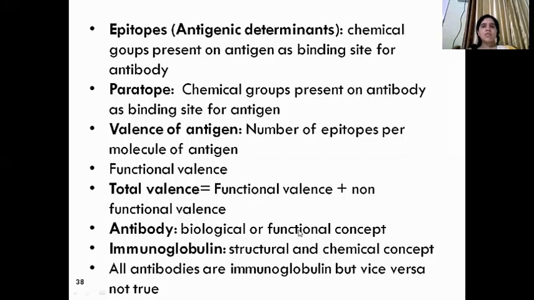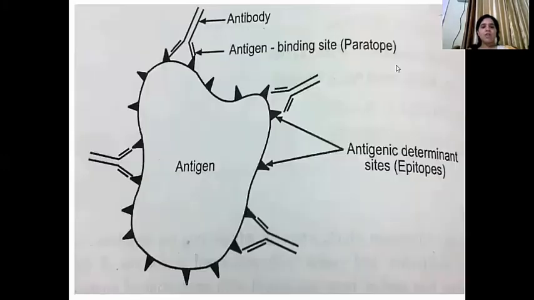Antibody, now what is antibody? It is a biological or functional concept, whereas immunoglobulin is a structural and chemical concept. Okay, so all antibodies are immunoglobulin, but vice versa is not true. So here is the structure. Now this is your antigen. These are the small triangles which are known as epitopes, and this is your antibody. Okay, and this region is known as the paratope, which is present on the antibody.